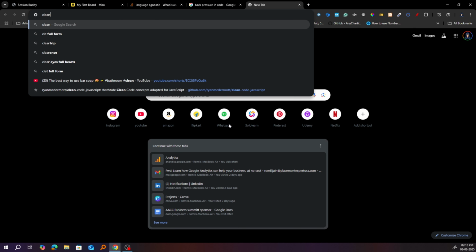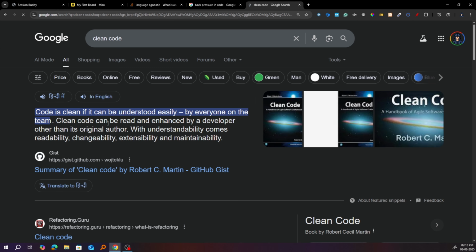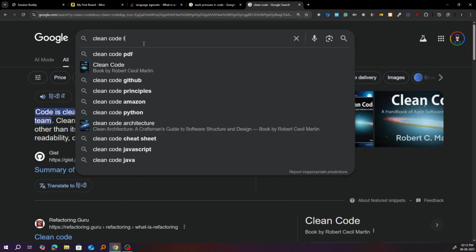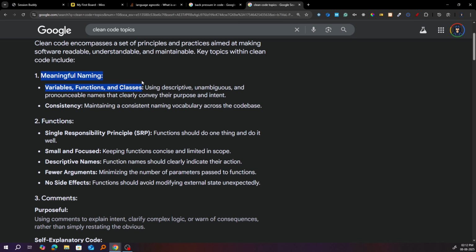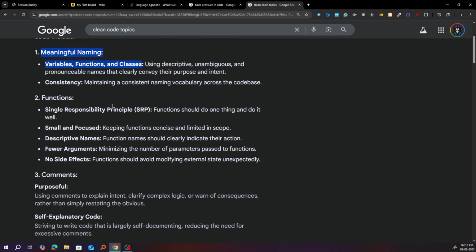Let me show you the Clean Code book I have. Let me write what topics are there. Meaningful naming: the naming of functions, variables or classes should be meaningful. It should be descriptive, defining what the function is doing. If you want to add two numbers, what will you name the function? Add two num, something like that. If you want to add n number of variables, then you can write add numbers. That should be a function, variable or class name.